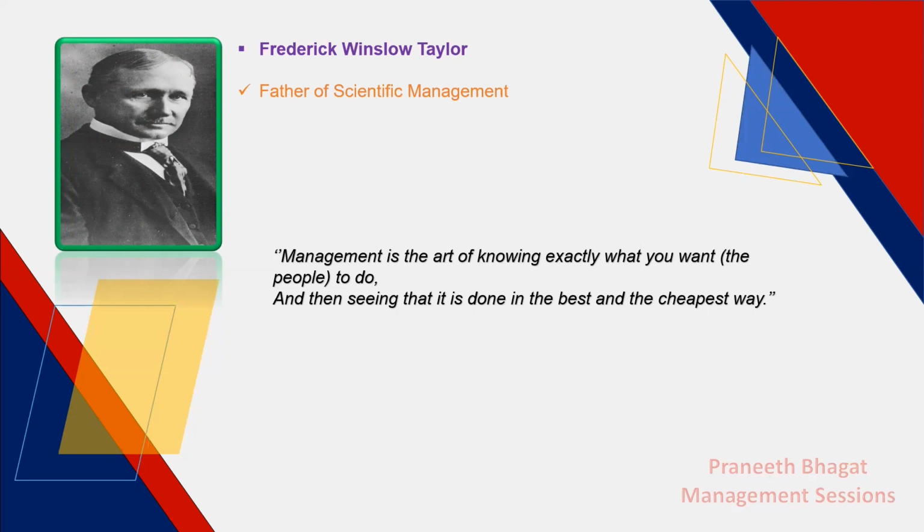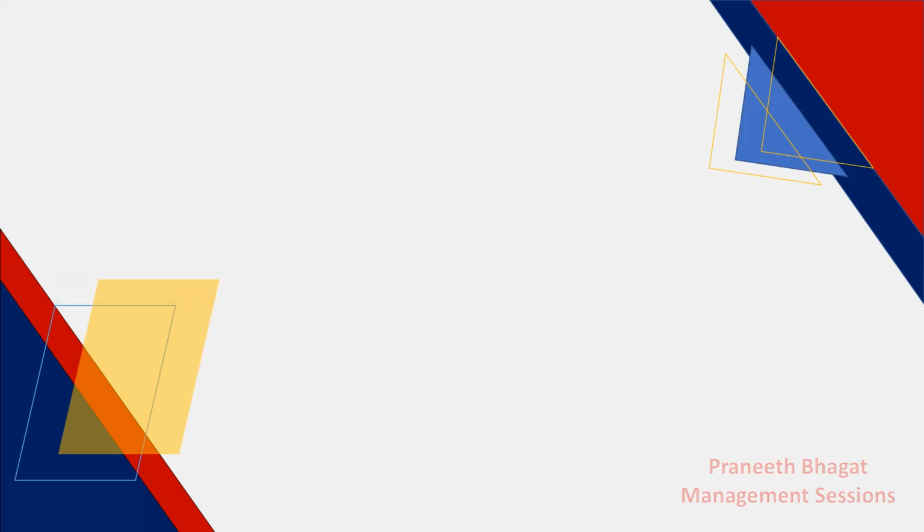These are prominent characteristics of the best managers in any organization. F.W. Taylor says that management is an art of knowing exactly what you want your team to do. So basically, how exactly you're delegating the work, how exactly your team is executing the work, and making sure that you are getting things done in the cheapest and the best way possible.